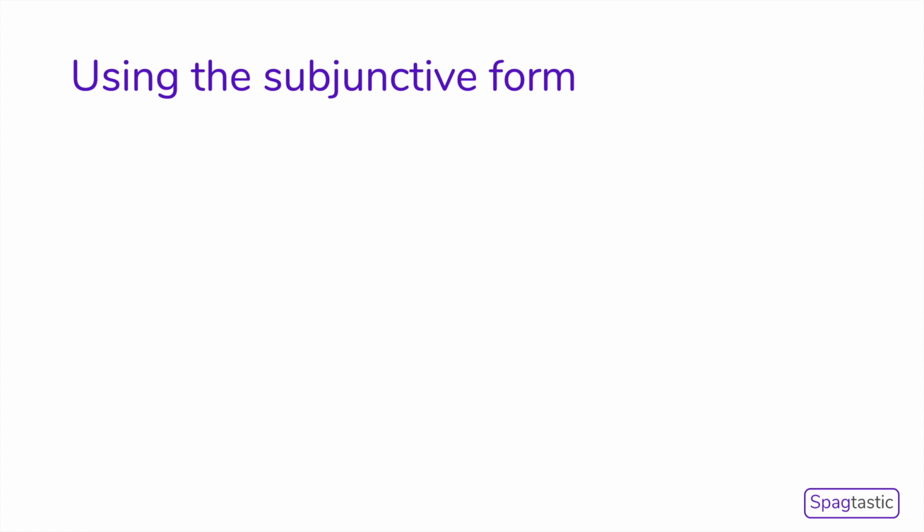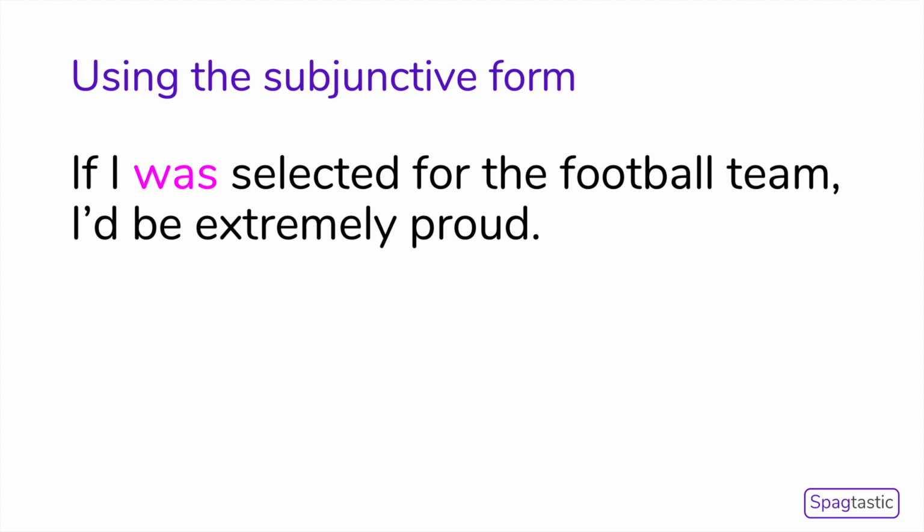Here is another example. If I was selected for the football team, I'd be extremely proud. This is how we would usually say this sentence, but it does not use the subjunctive form. Do you know how you could change this sentence so that it does use the subjunctive form? Why not pause the video and have a think for yourself?